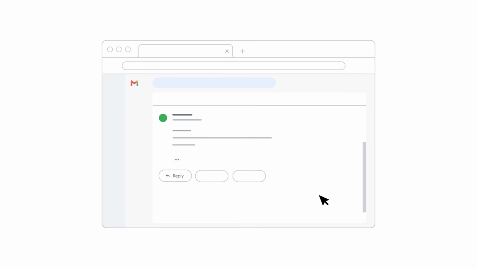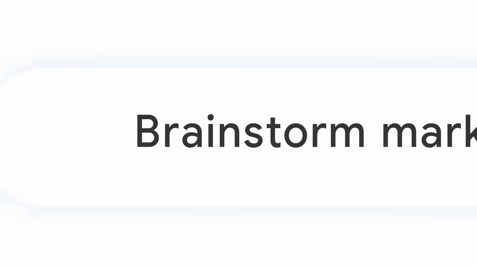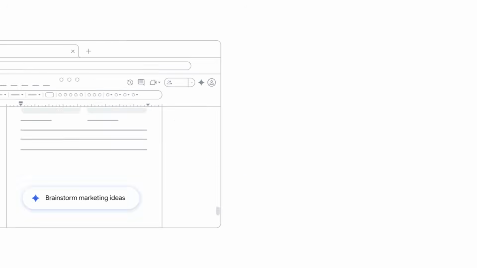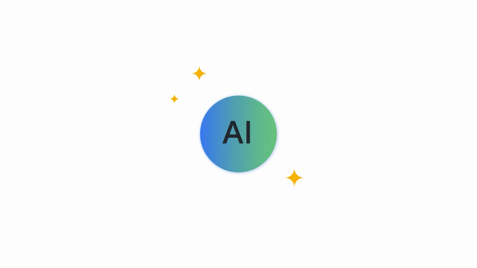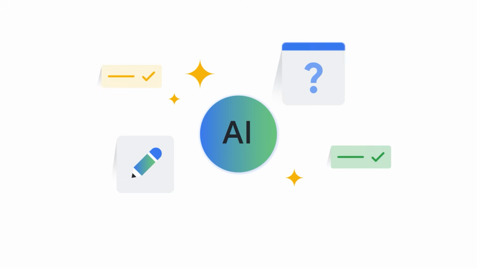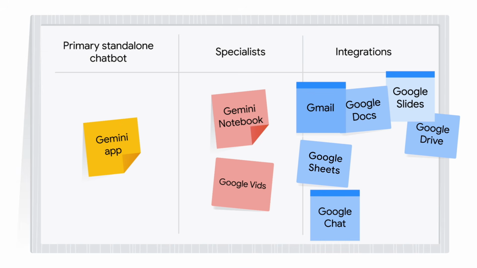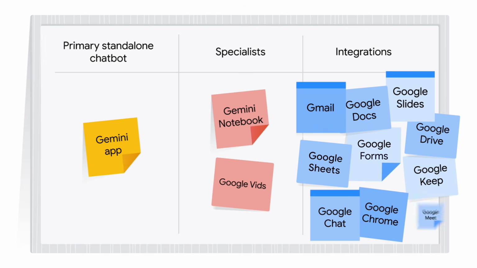In Google Docs, you can ask it to help brainstorm ideas for a new marketing plan or draft a meeting agenda. It's all about bringing AI to you, right where you need it, for broad creative tasks and basic web queries. And Google keeps building more of these integrations into their tooling to make your life easier. So you can now find Gemini in Sheets, Drive, Chat, Google Forms, Keep, Chrome, Google Meet, etc.